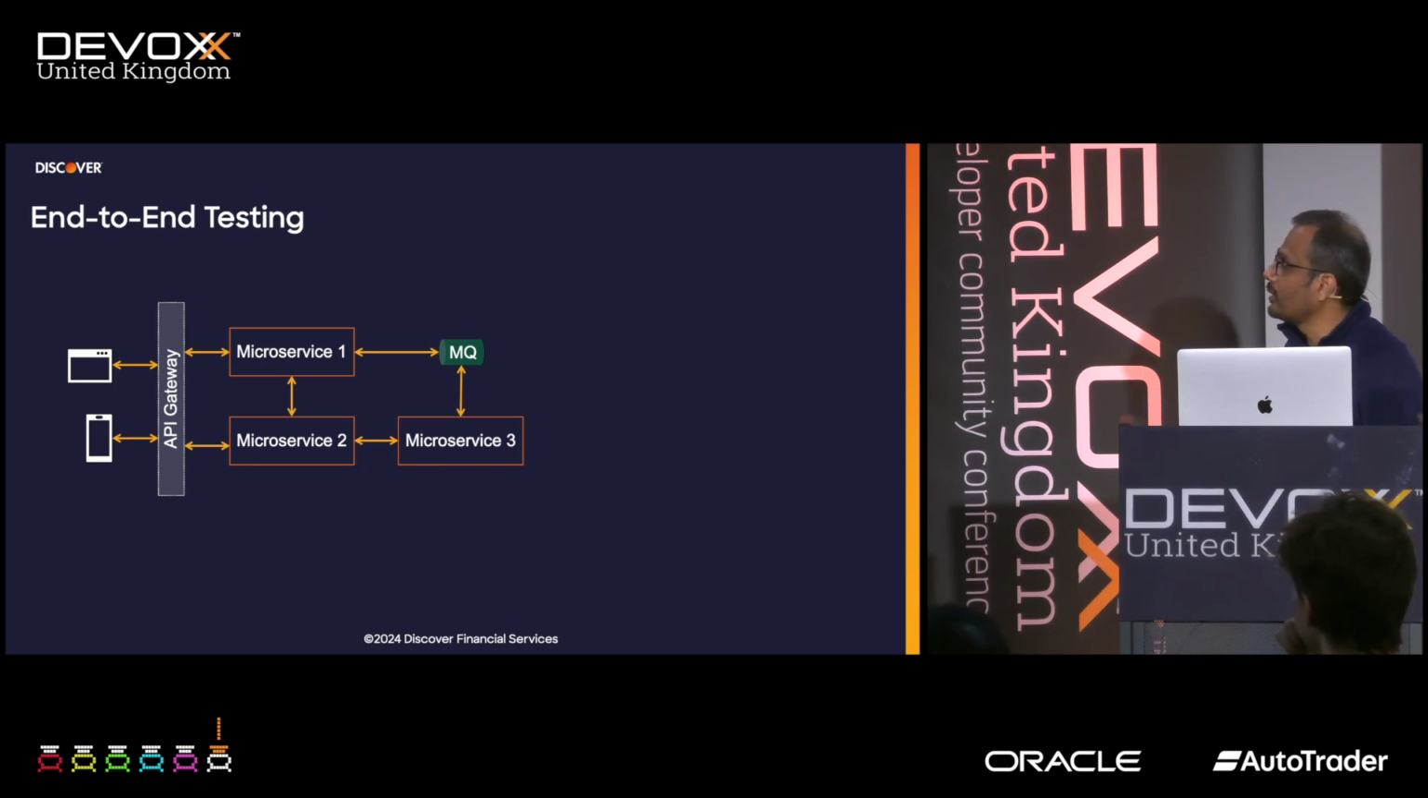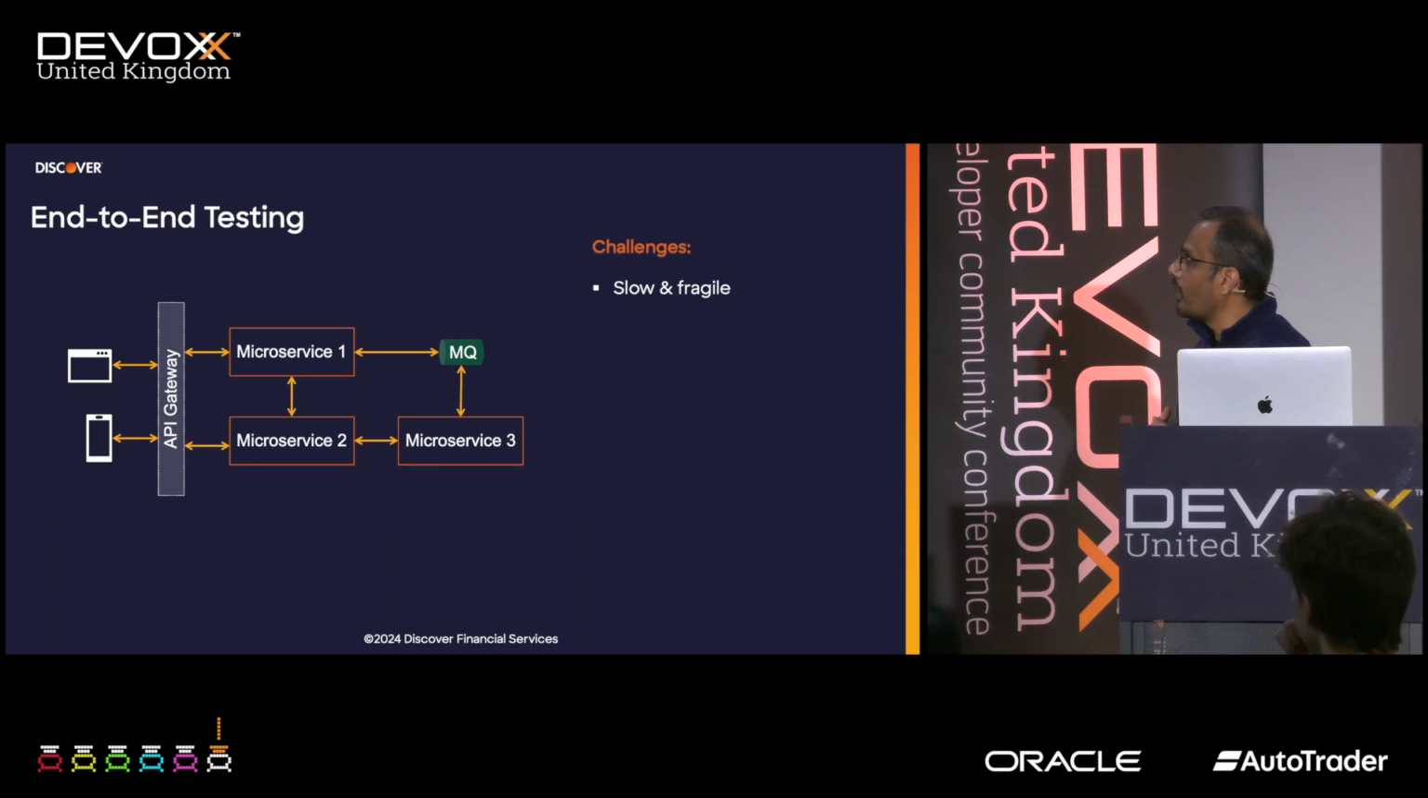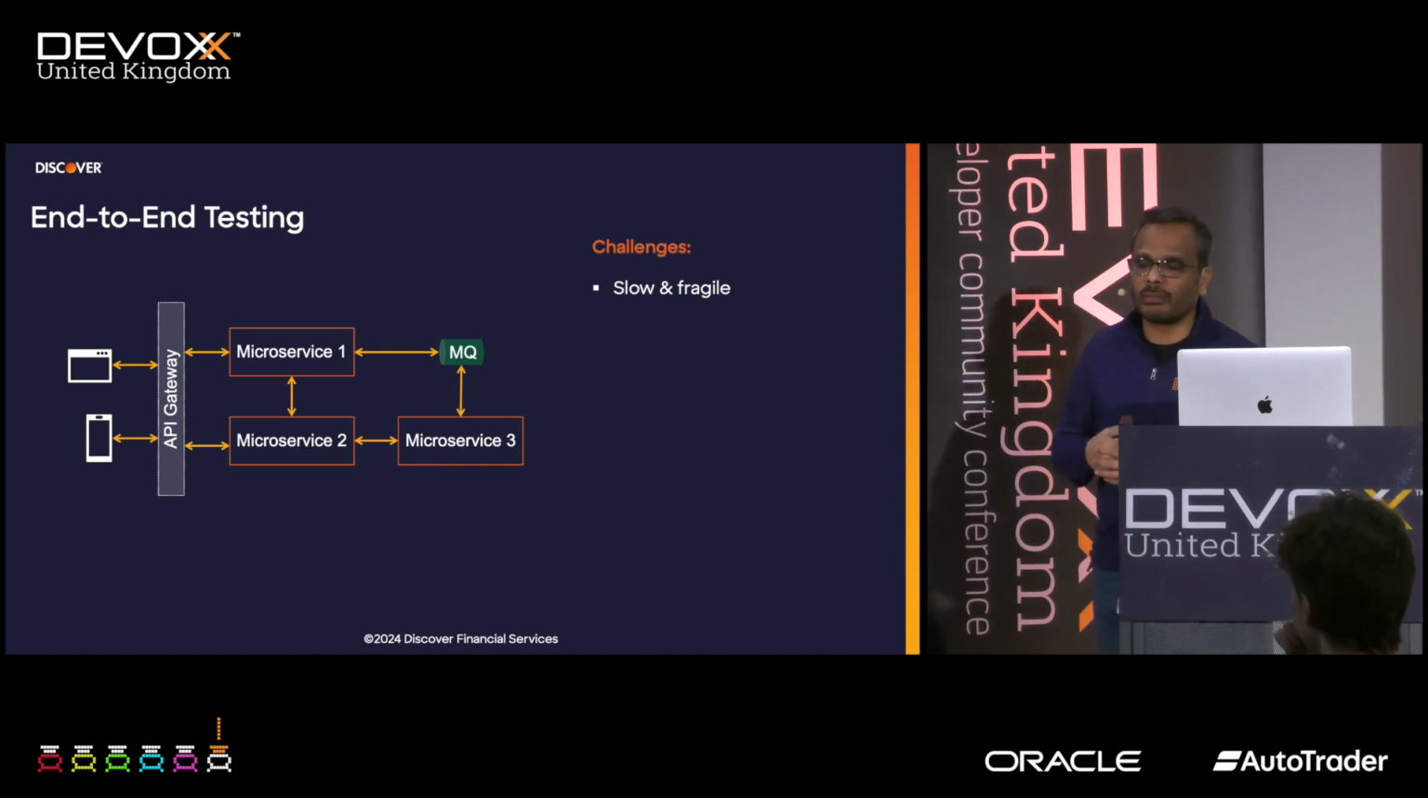But there are several downsides. These tests are going to be very slow because they go over the network, making multiple hops. And over a period of time, the number of tests tends to increase, especially if you are highly dependent on feedback from this type of end-to-end test.